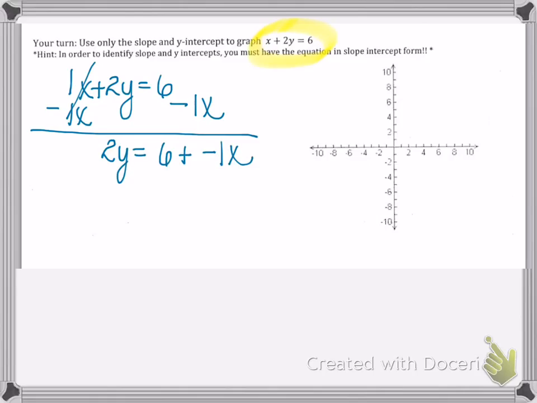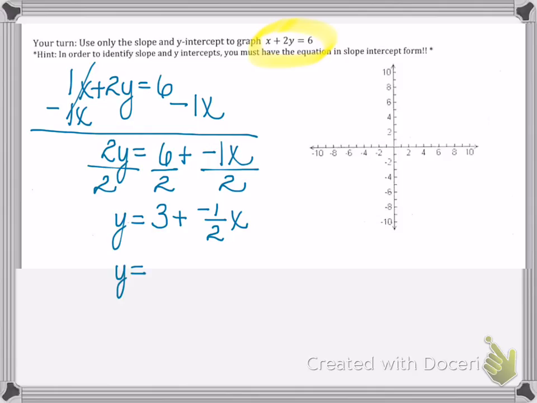Then your second step is always to get rid of the coefficient in front of y. It's a 2, so you're going to divide all three terms by 2. That gives me y equals 6 divided by 2 gives me 3. And this is where some students get confused. This is actually a negative 1/2 x. The slope is going to be negative 1/2. You don't want to make that a decimal because we're going to be plotting it in a second.